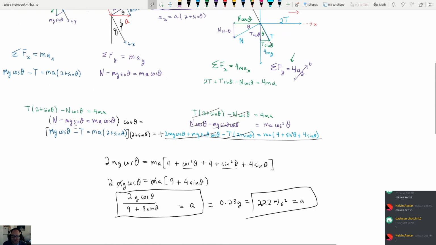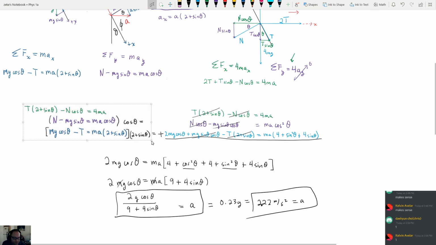So again, look at these four equations. We're trying to solve for acceleration, so we want to eliminate any variable that's not acceleration. The way that I did it was to say, T times 2 plus sine theta here, negative T here. So what do I need to multiply the bottom equation by? Negative N cos theta here, positive N right here. What do I need to multiply by? I need to multiply by cosine theta.